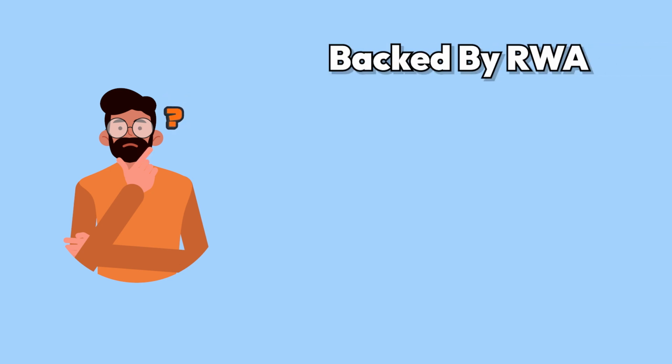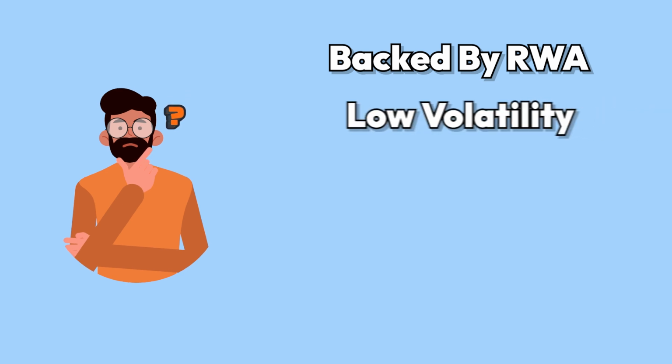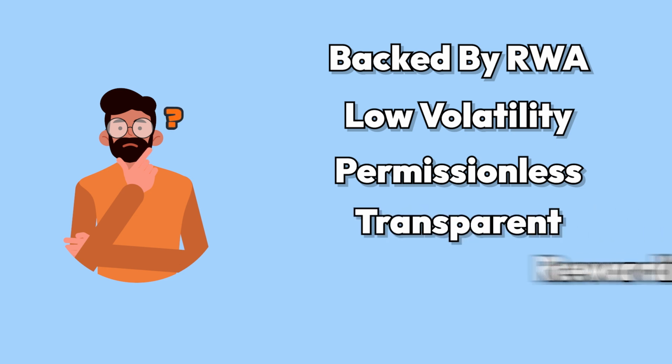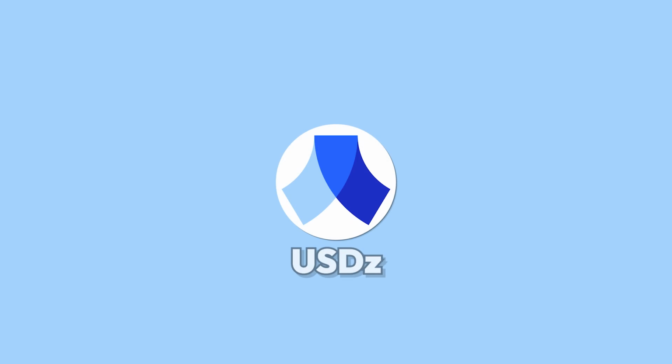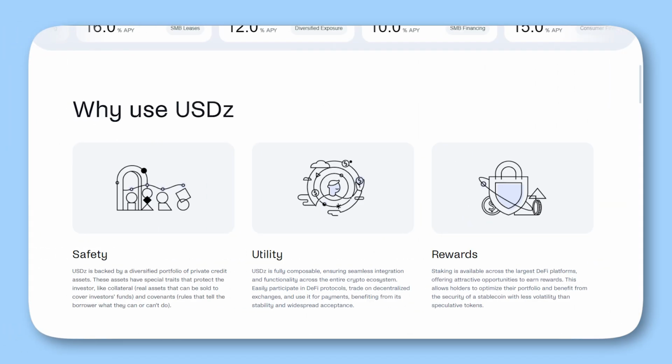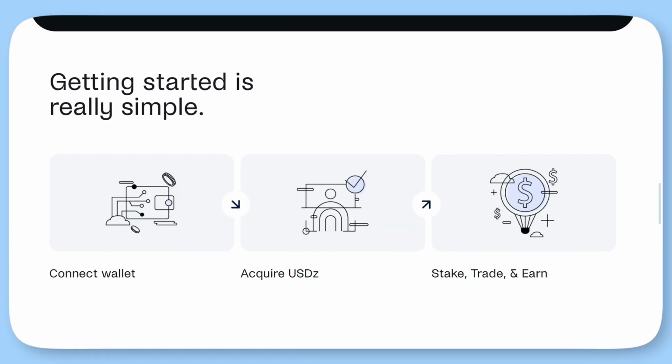and private credit securities, with minimal exposure to volatility and a permissionless, transparent, and rewarding mode of operation? Now, if that sounds interesting, then allow me to introduce you to Anzen's USDz. USDz is an on-chain tokenized dollar asset with backings in cash-flowing real-world assets as collateral. These real-world assets consist of private credit securities, which are subject to much less volatility and generate consistent yields.